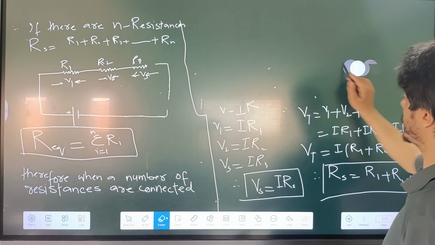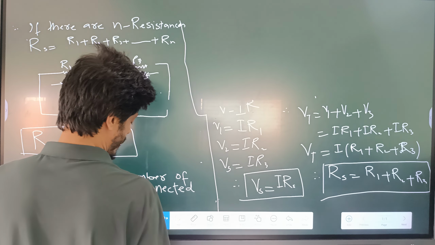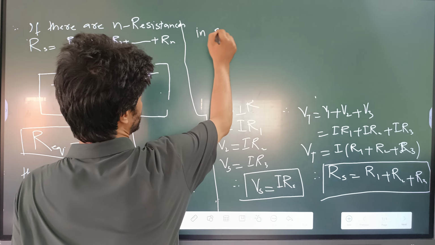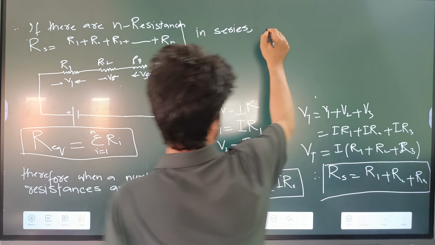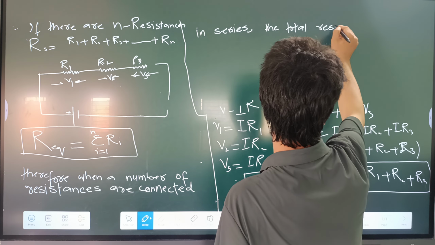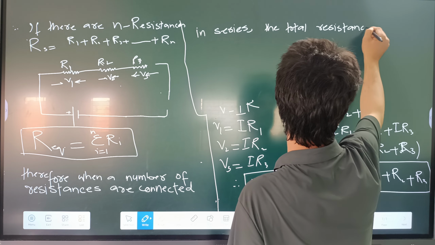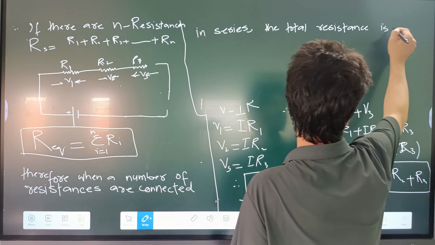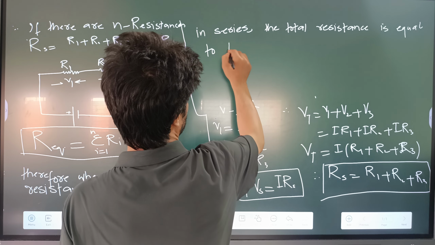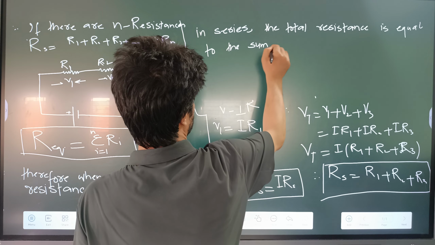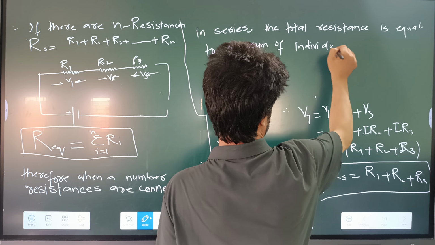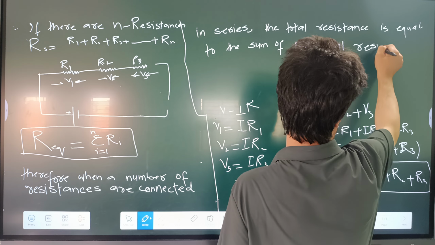Therefore when a number of resistances are connected in series, the total resistance is equal to the sum of individual resistances.